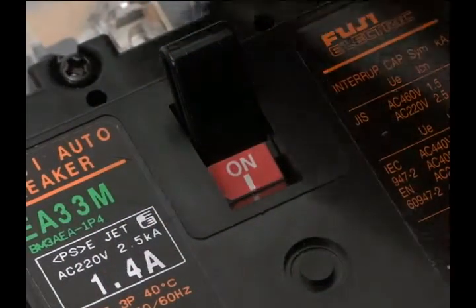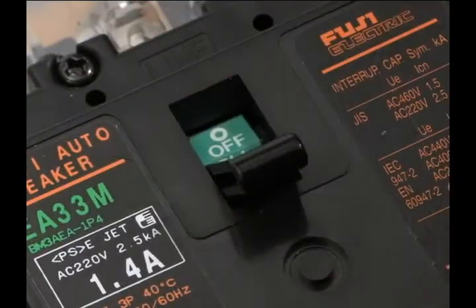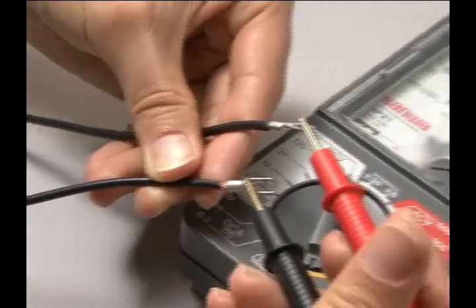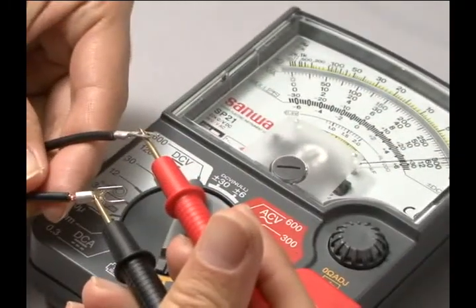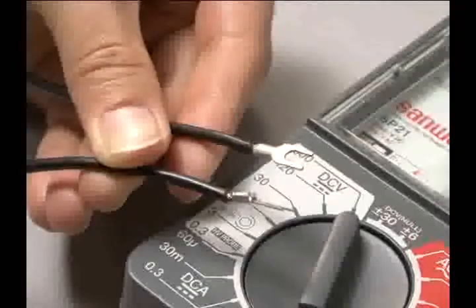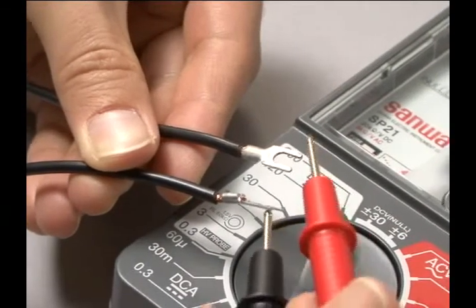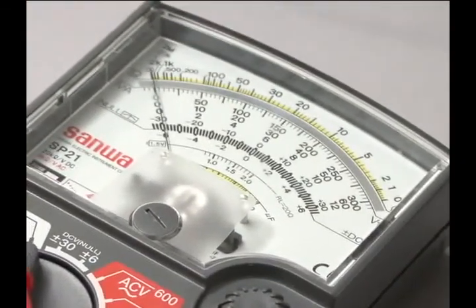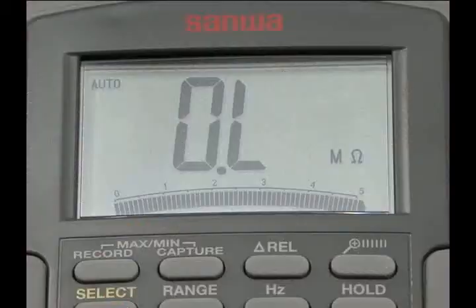Switch the MCCB off, remove the cabling, and then measure the resistance at both terminals of the cables. If the resistance value is nearly zero, the cables are not disconnected. Conversely, the cables should be replaced if the resistance value is infinite. That is, the needle is stationary in the case of an analog tester, and in the case of a digital tester, OL is displayed.